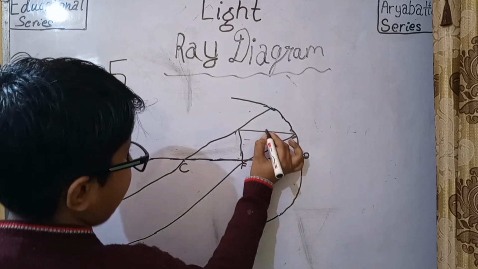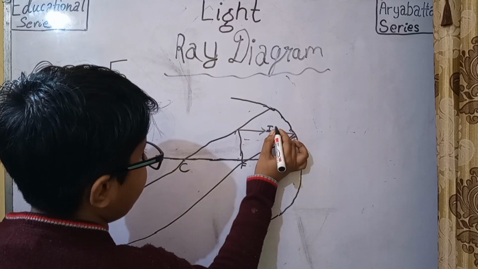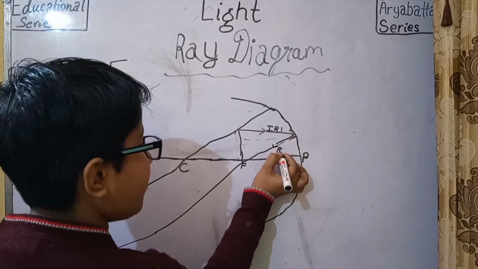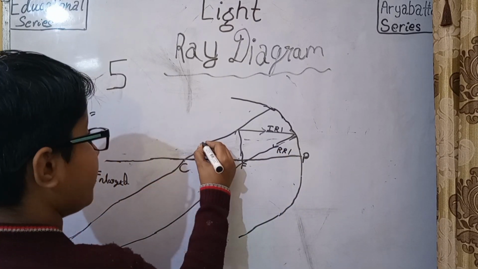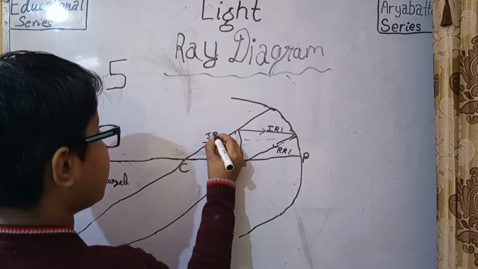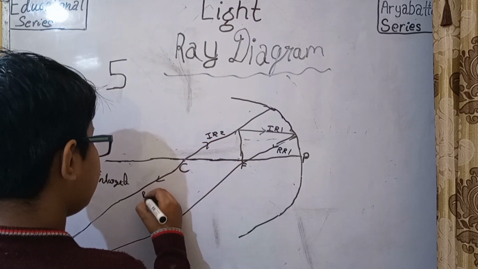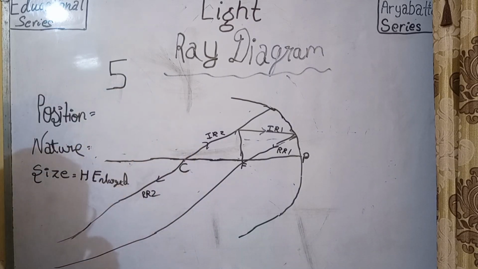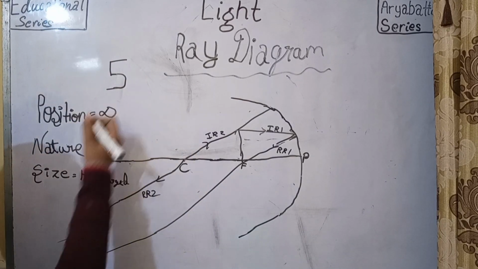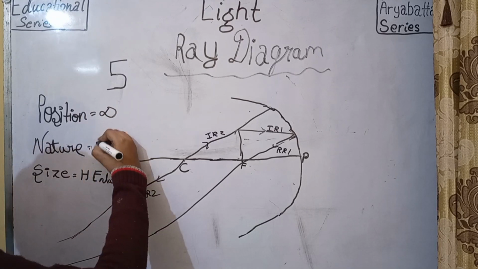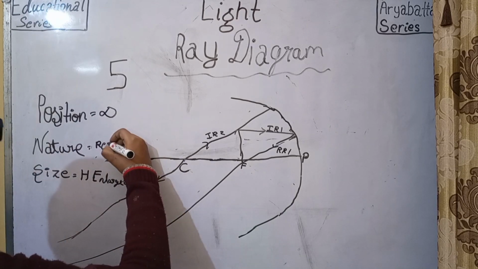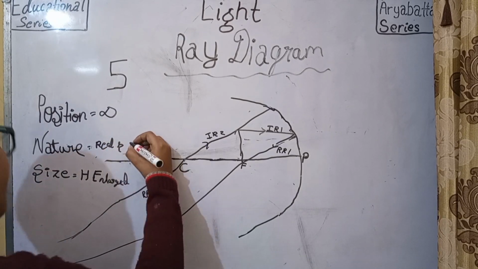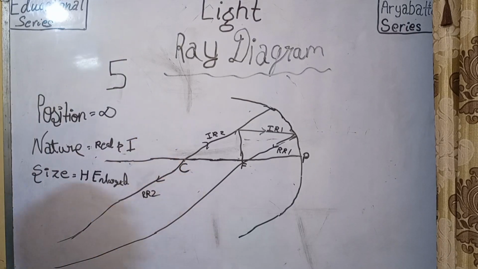So now let's see the arrows. Incident ray 1, reflected ray 1. I have already told you, it's very important to mention those. Incident ray 2 and reflected ray 2. So now the position is infinity, nature real and inverted because it's still in front. So this is the fifth ray diagram.